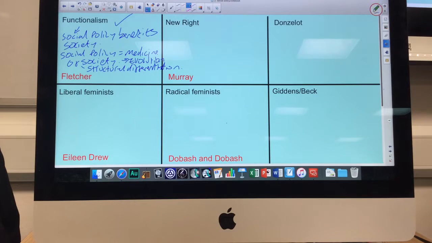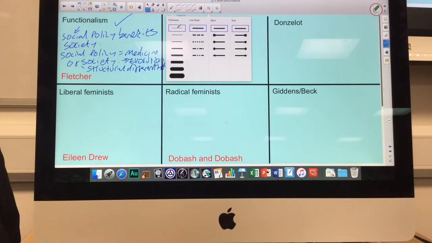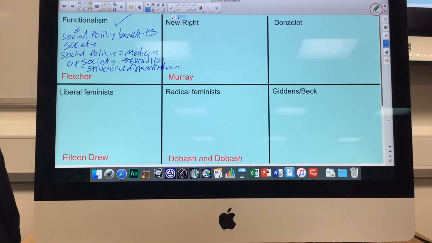Can anybody identify from our discussions earlier on a policy that we could use to evidence functionalism? Contraceptive pill. Yeah, that'll do. All right. So you could use the contraceptive pill. Any policy at all. Because it's a positive thing for society. It wouldn't have been introduced if it wasn't positive.